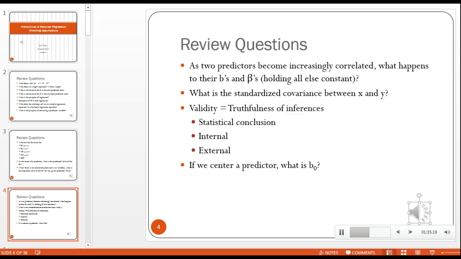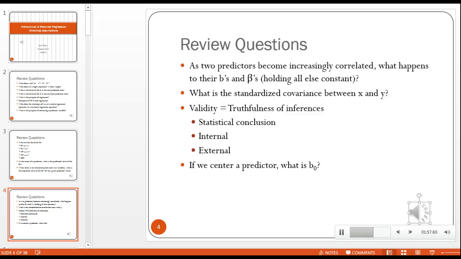What is the standardized covariance between X and Y? That is the R, the correlation coefficient. Just keep in mind that the correlation coefficient is a standardized covariance. So it's the covariance divided by the standard deviation of X times the standard deviation of Y. That's an easy way to remember it.